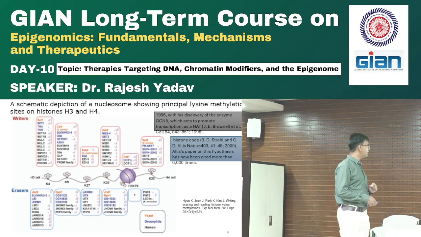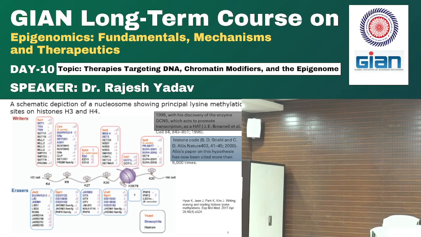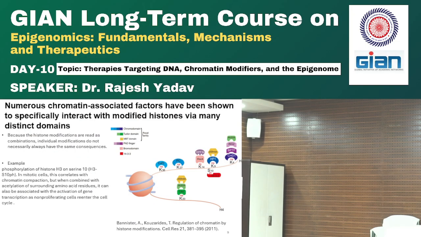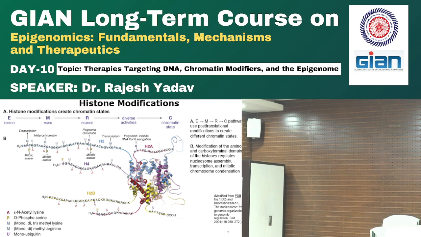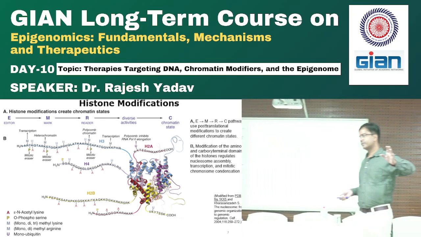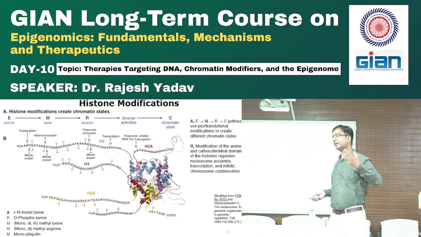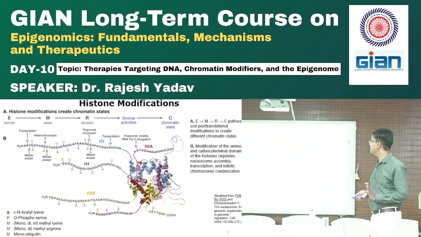So why I said that, if I go to the back slide, see, I just put a few examples. Let me go to the back slide, then you will understand. I'm just talking about H3. You have H4 also, you have H2B also, you have H2A also, and then you have H3 variants, H2A variants, you have different chaperones. Think about how much complexity there is.